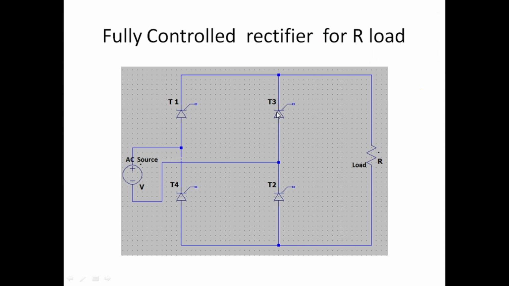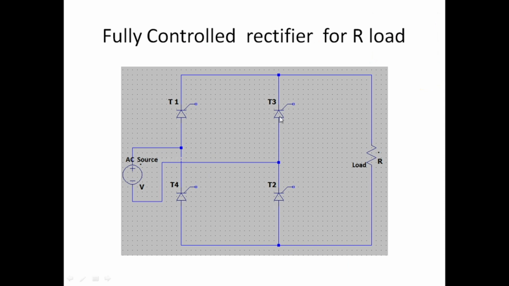Again, in the negative half cycle, if you fire T3 and T4, then in the negative half cycle this side is positive, so current flows in this way, then it flows like this. So we can say that after application of the gate pulses to T3 and T4, T3 and T4 will turn on and start conducting the current in the negative half cycle.